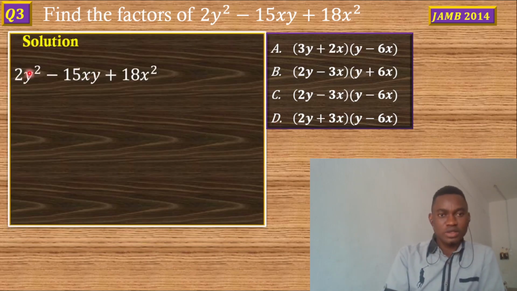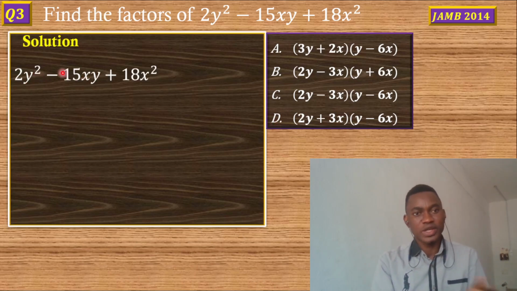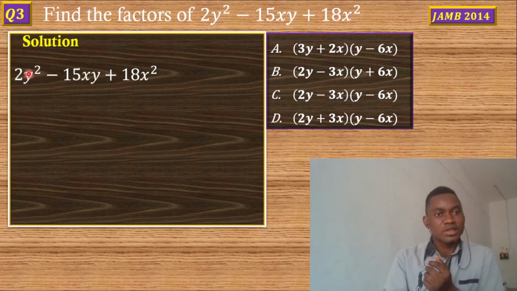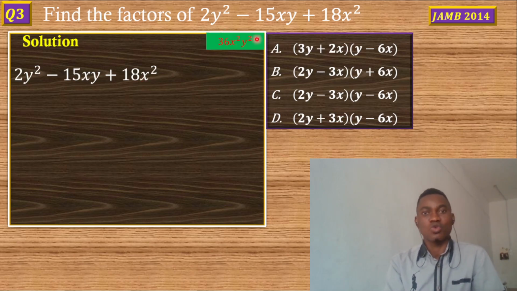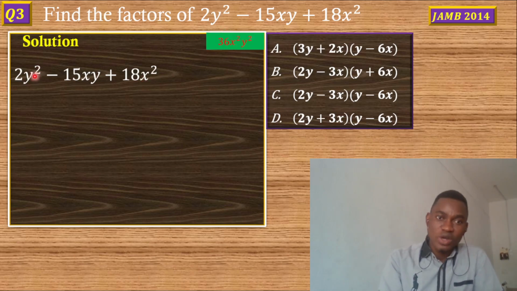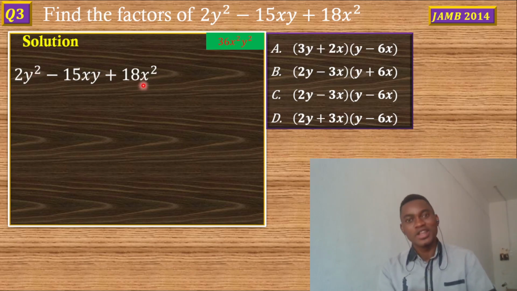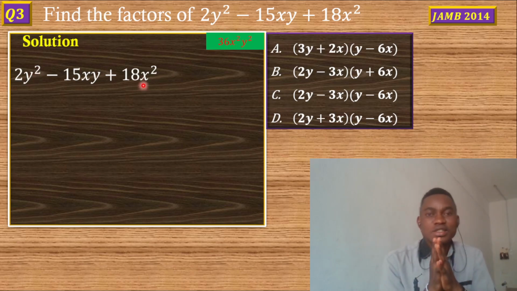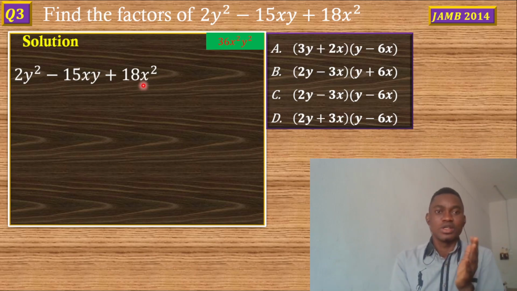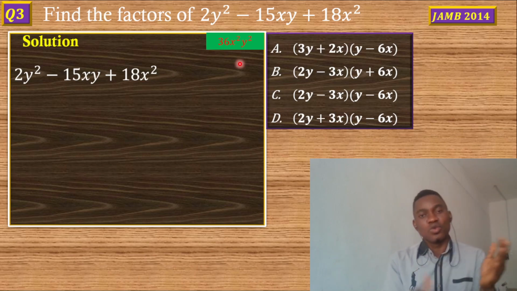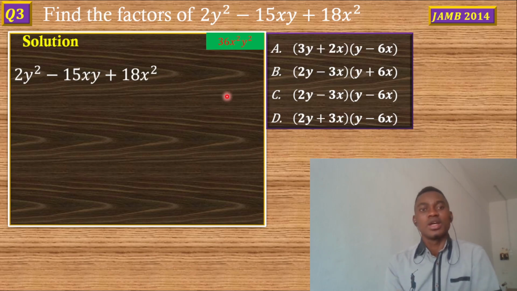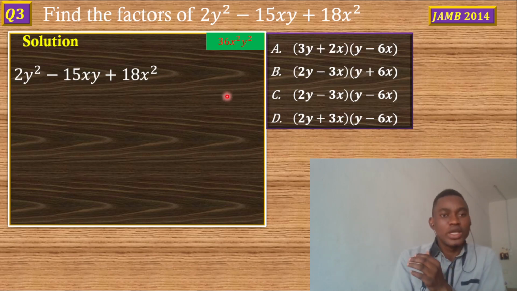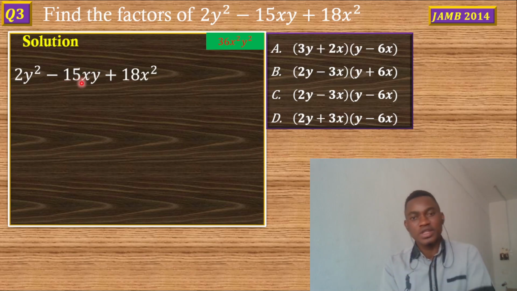This is the question. So what we normally do first, we multiply the first term by the last term, and that gives us 36x squared y squared. 2y squared times 18x squared gives us 36x squared y squared. So what do we do next? We look for two factors of 36x squared y squared that will add up to give us minus 15xy.